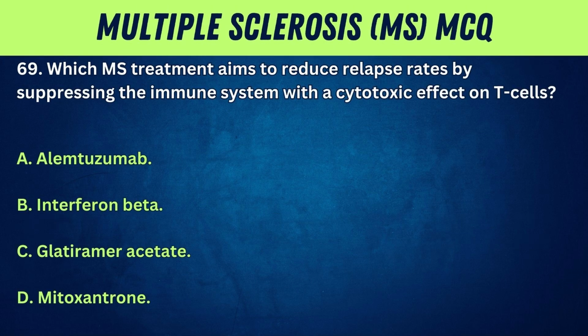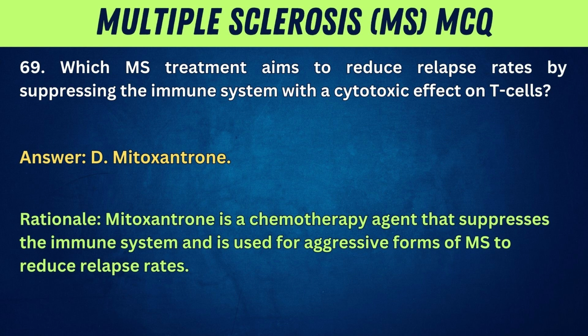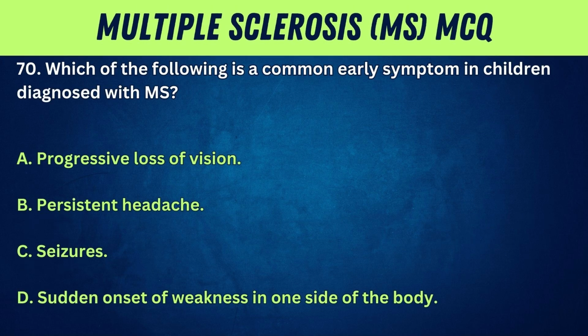69. Which MS treatment aims to reduce relapse rates by suppressing the immune system with a cytotoxic effect on T cells? A. Alemtuzumab. B. Interferon beta. C. Glatiramer acetate. D. Mitoxantrone. Answer: D. Mitoxantrone. Rationale: mitoxantrone is a chemotherapy agent that suppresses the immune system and is used for aggressive forms of MS to reduce relapse rates.